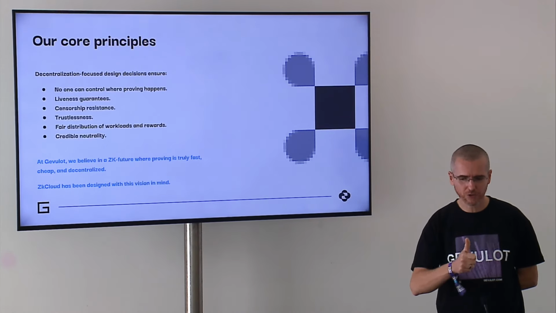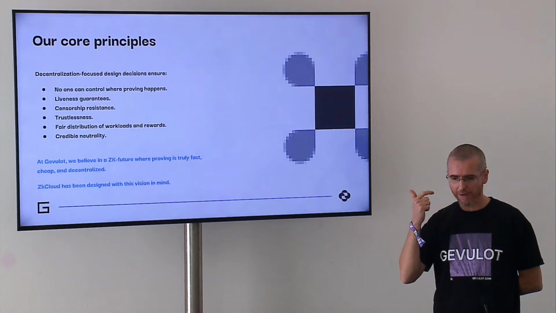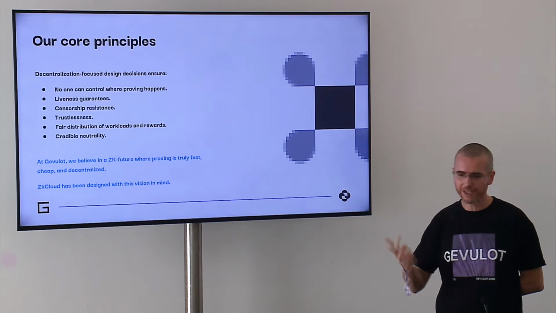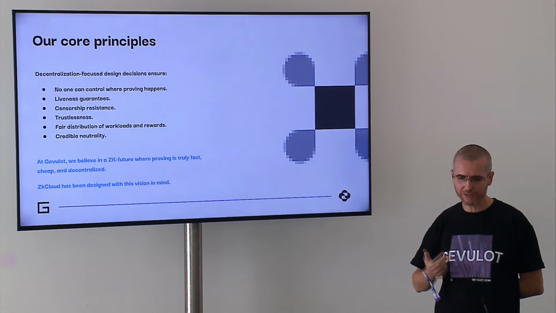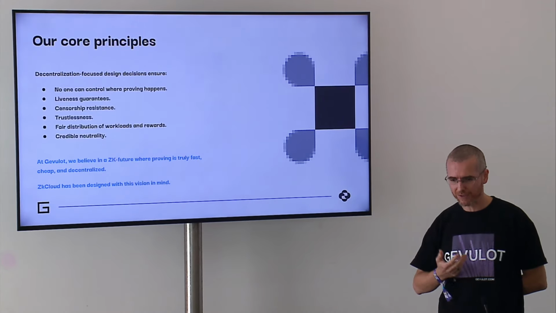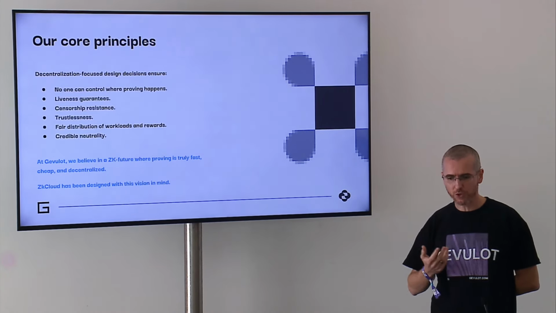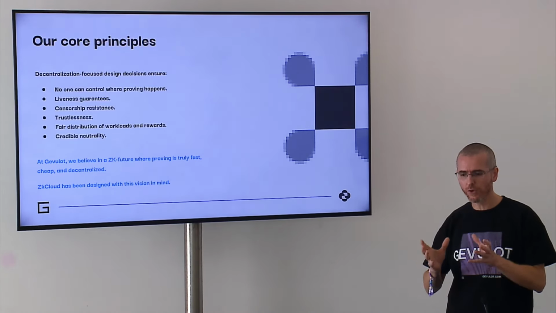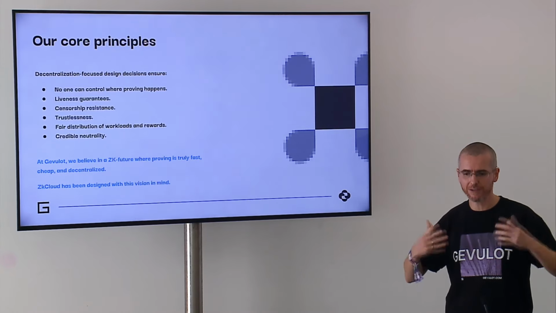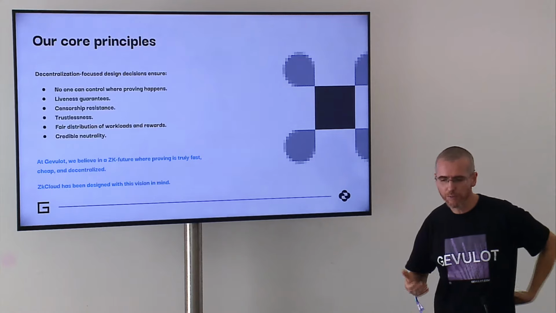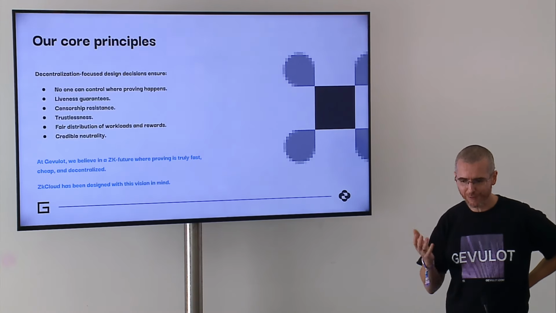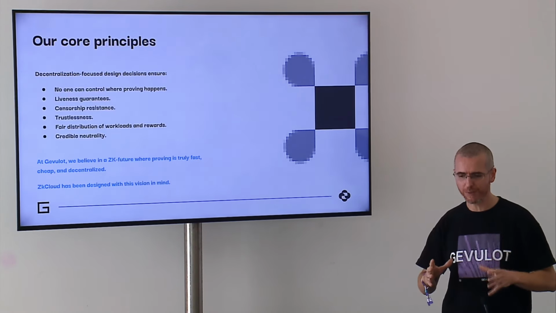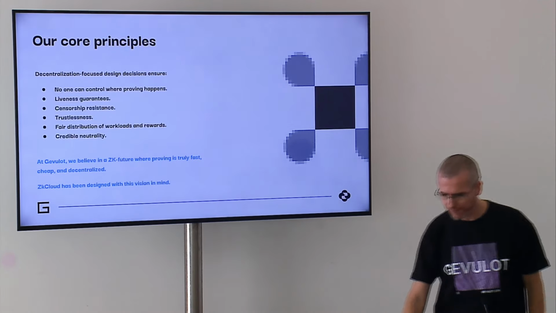The core principles that we've been following are decentralization focused, and these decisions ensure that no one can control where proving happens. With these decisions and protocol-level principles, we can increase liveness guarantees, increase censorship resistance, add trustless properties, and reach a fairer distribution of workloads and rewards. All this adds up to a more credibly neutral type of network that can serve the industry well. I do believe that proving should be fast, cheap, and decentralized, and that's the core vision with which we've been building the ZK Cloud at Gevulot.